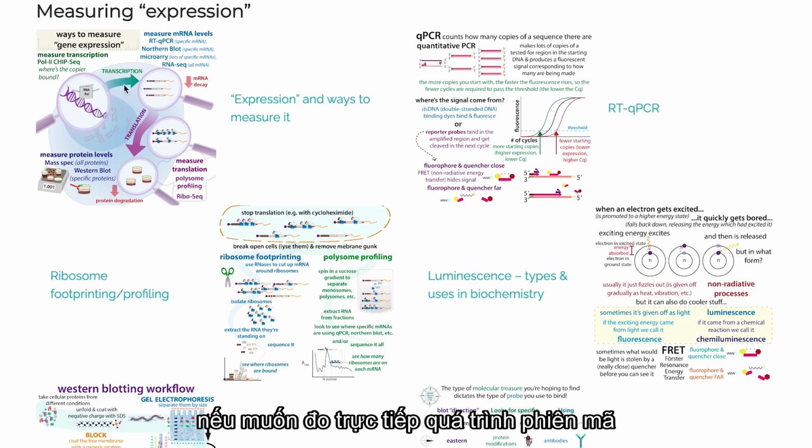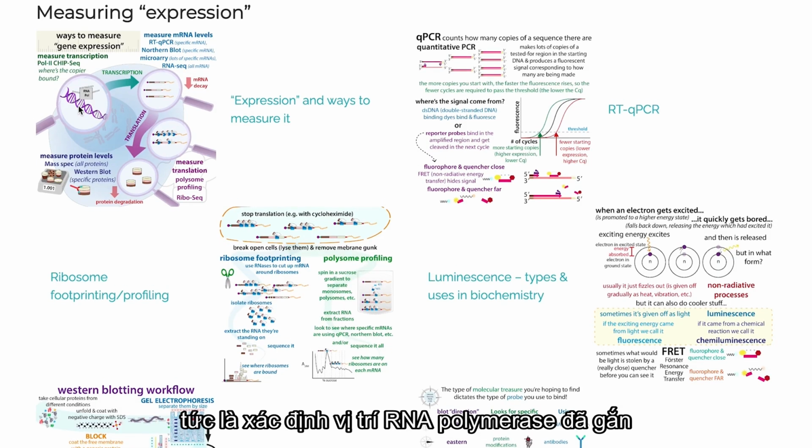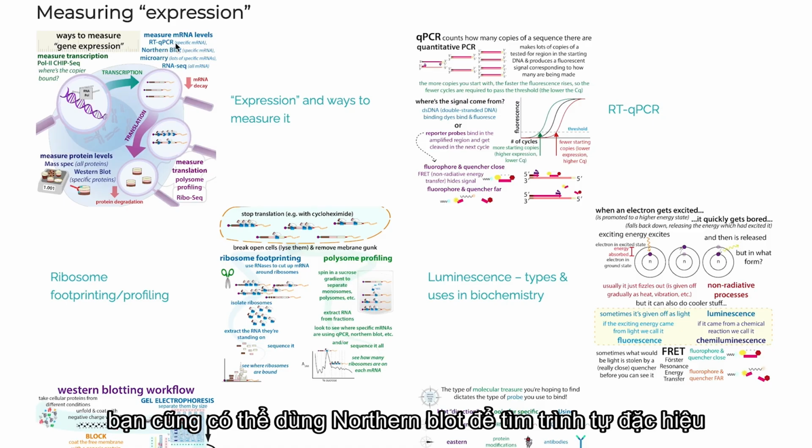So if we wanted to directly measure the transcription, you can use a tool like Pol2 ChIP-seq, which is going to look and see where RNA polymerase is bound. So it's basically going to take the sites that polymerase was bound to, and you sequence them and see where those sites were. If you want to look at messenger RNA levels, we talked about how we could use RT-qPCR. Kind of similarly to blots, this is going to tell you about a specific sequence, but only if you look for it. And remember, you can also use the northern blot to look for specific sequences.